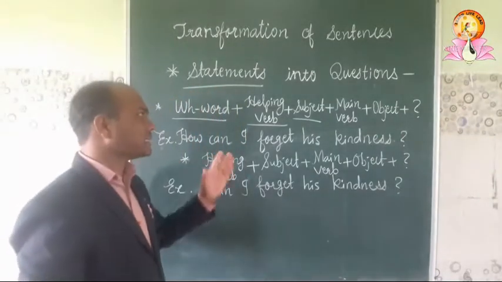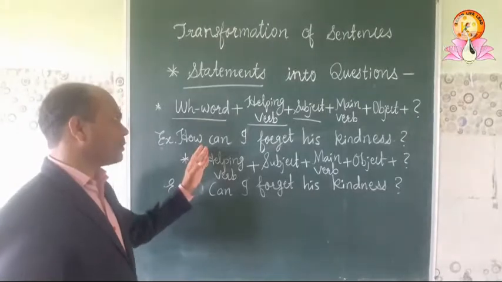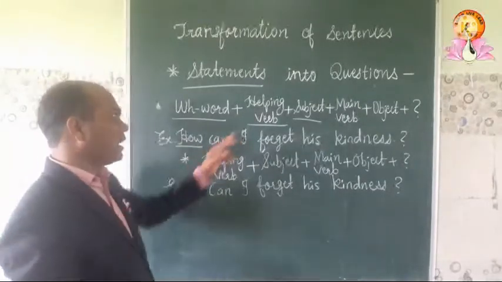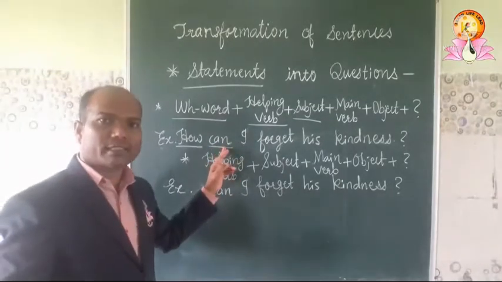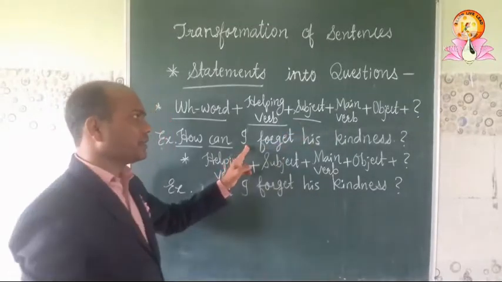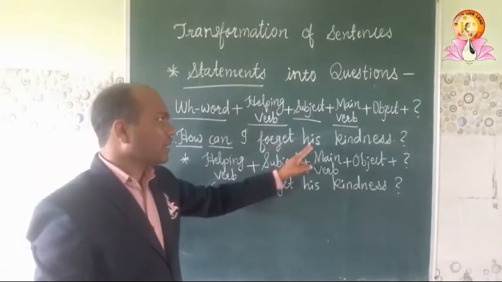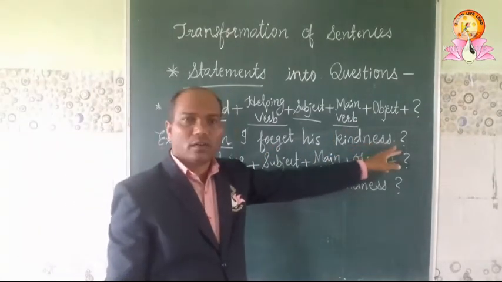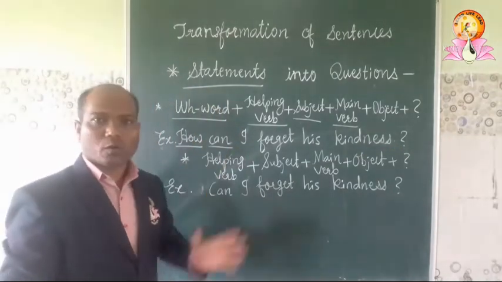Now, dear students, let us understand that structure with the help of example. First, WH word, how, helping verb, can, which is also called auxiliary verb. After that, subject, I, then main verb, forget. After that, object is kindness, and it ends with question mark. In this way, we can make WH question.